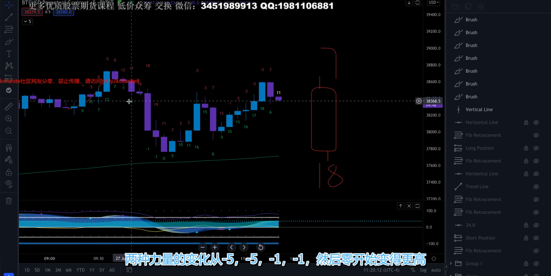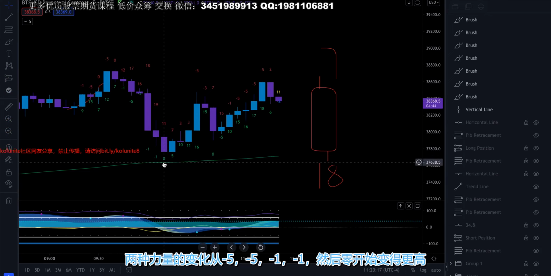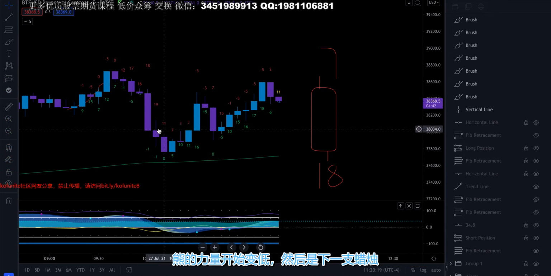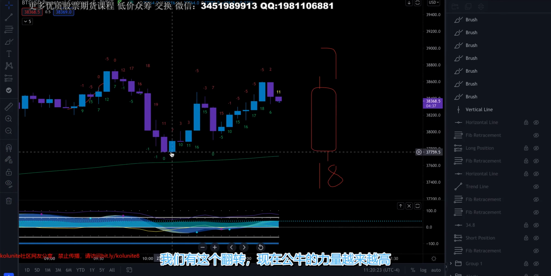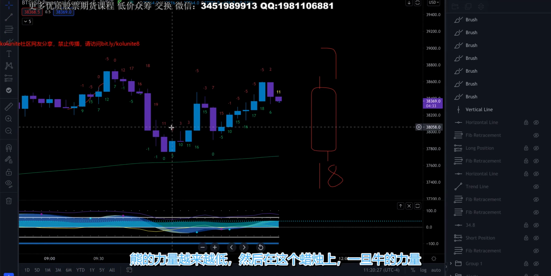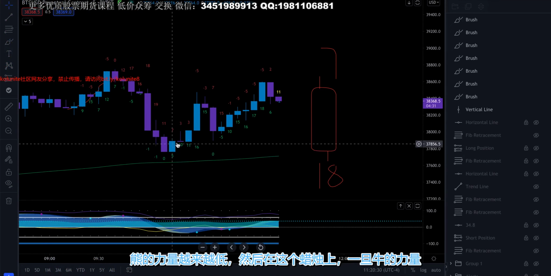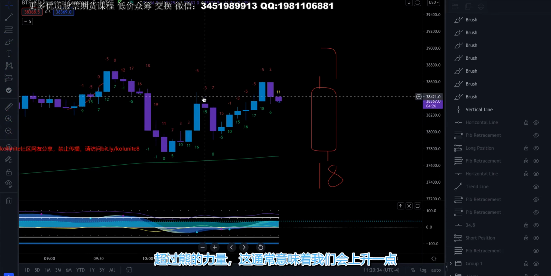The bull strength goes from -5, -5, -1, -1, then 0. It starts to get higher. The bear strength starts to get lower, and then the very next candle we have this flip where now the bull strength is getting higher, the bear strength is getting lower, and then at this candle, once the bull strength outweighs the bear strength, that usually means we're going to come up a little bit.